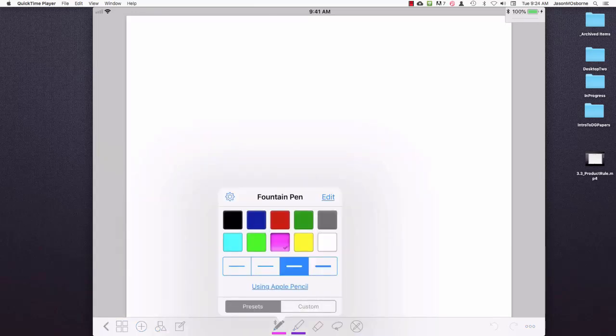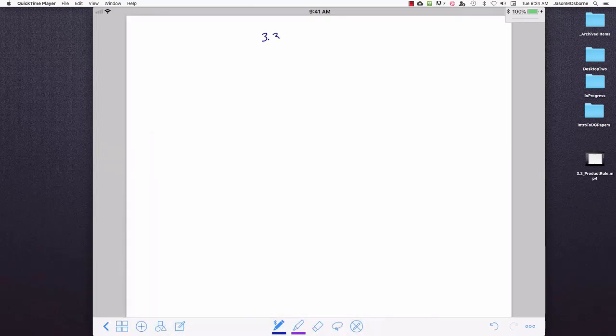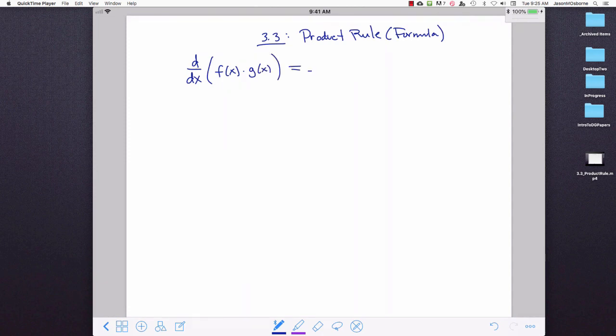This is a quick video on section 3.3 related to the product rule formula. Where does the formula essentially come from for the product rule? That is, how does one take the derivative of two functions multiplied by each other? How should one do that?